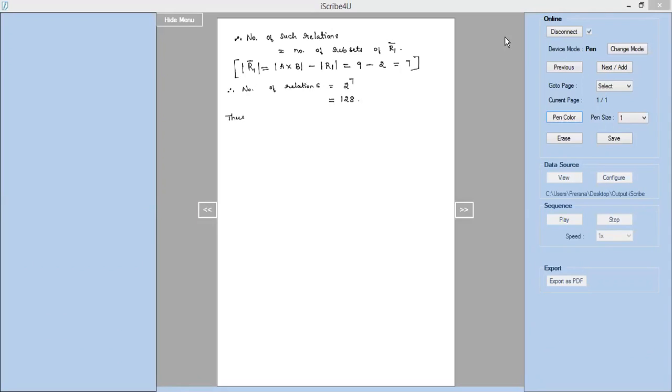Thus, we can conclude there are 128 relations from A to B that contain the elements 1, 2 and 1, 3. This was our fourth question.